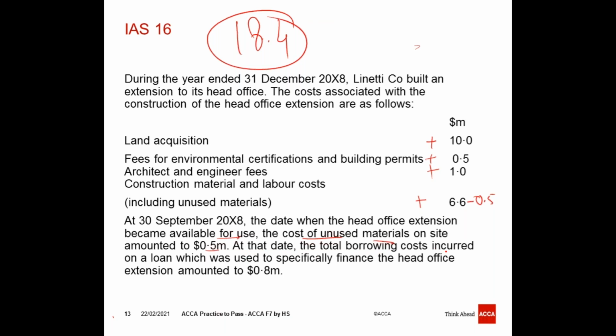At that date, the total borrowing cost incurred on the loan. The borrowing cost is the requirement of IAS 23. IAS 23 allows you to capitalize interest cost only when the construction was in progress. At that date, the total borrowing cost incurred on the loan, which was used specifically to finance that office extension, was 0.8 million. So 0.8 million will also be capitalized. So when you add all these figures and deduct 0.5 million, the answer will be 18.4 million.